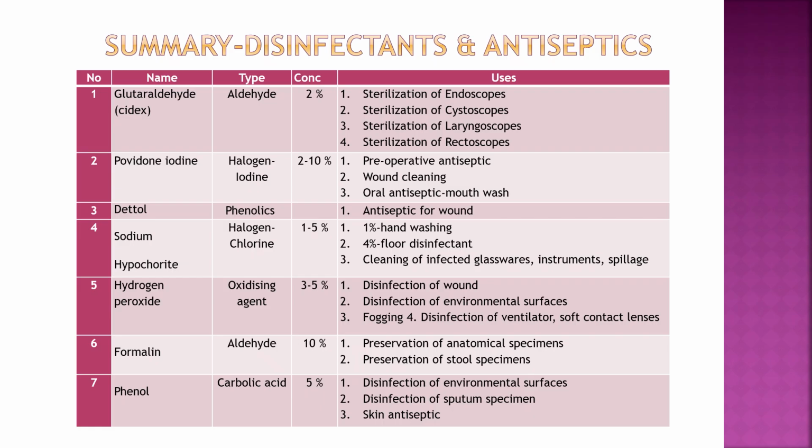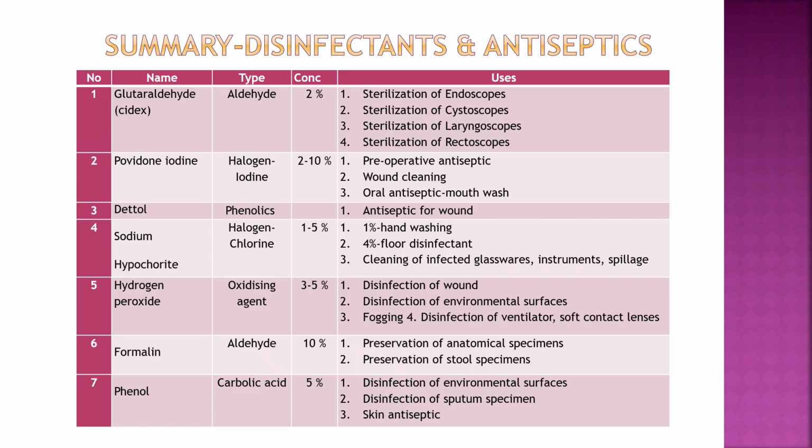So this chart gives a summary of all the disinfectants. Glutaraldehyde, aldehyde type, 2%, mostly for the sterilization of all the scopes. Povidone iodine, halogen group, 2 to 10%. It is used mostly as an antiseptic, for wound cleaning and as a mouthwash. Dettol, phenolics group, mostly antiseptic for the wound.